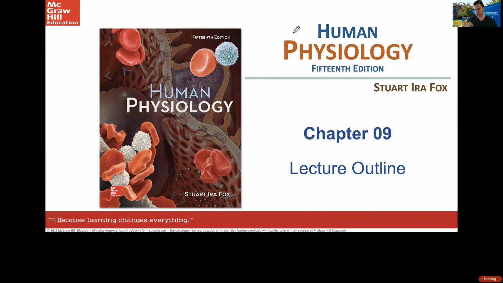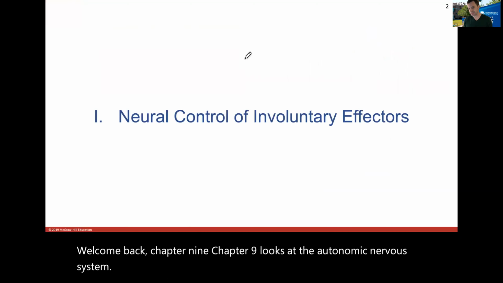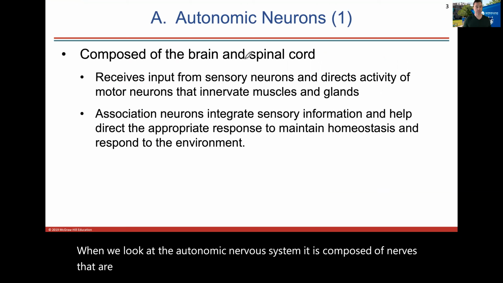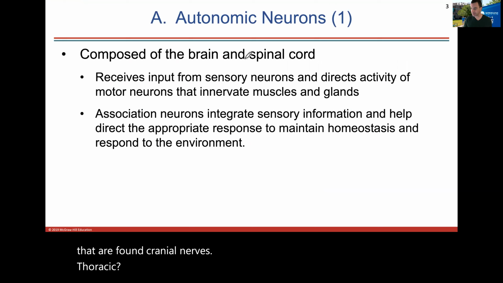Welcome back. Chapter 9. Chapter 9 looks at the autonomic nervous system. So let's dive in. When we look at the autonomic nervous system, it is composed of nerves that are found in cranial nerves, thoracic, a couple lumbar, and a few sacral nerves. So it's composed from stuff from the brain and the spinal cord.